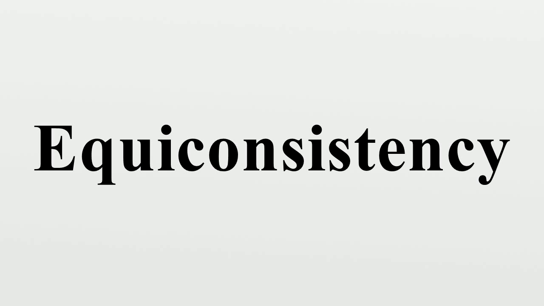Let S and T be formal theories. Assume that S is a consistent theory. Does it follow that T is consistent? If so, then T is consistent relative to S. Two theories are equiconsistent if each one is consistent relative to the other.